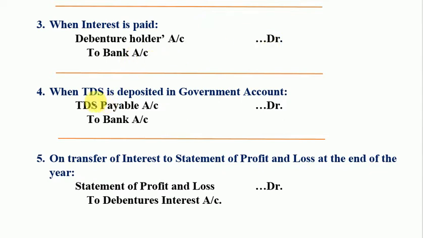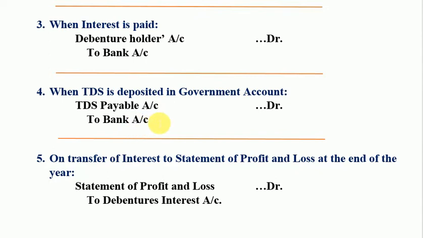Now comes the fourth one, that is when TDS is deposited in the government account, or it may be a transfer of tax deducted at source which the company deducted at the time of providing interest to the debenture holder. So that particular TDS entry is TDS payable account debit to bank account.